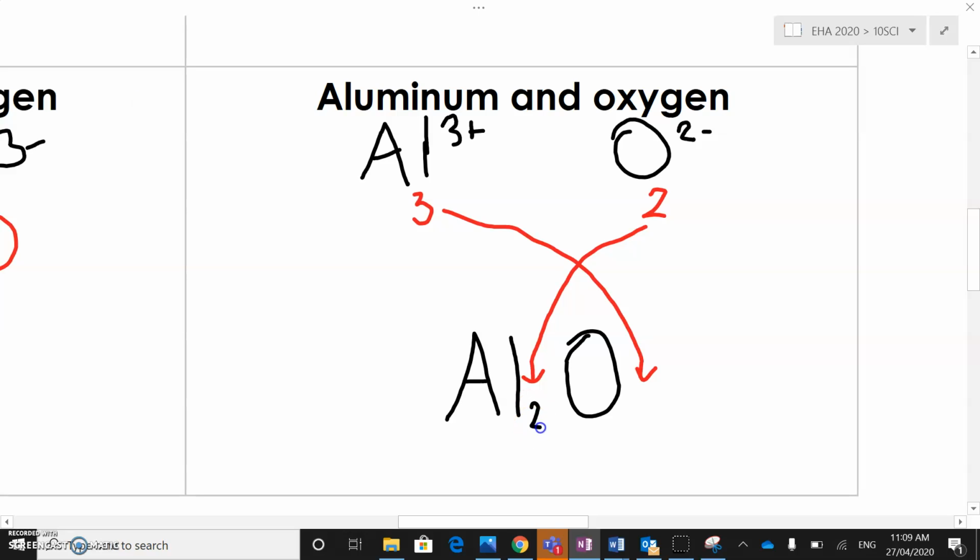So there's my 2 and my 3. So that now is the charges are balanced, they're cancelled out. My aluminium and my oxygen form this aluminium oxide with the chemical formula Al2O3.